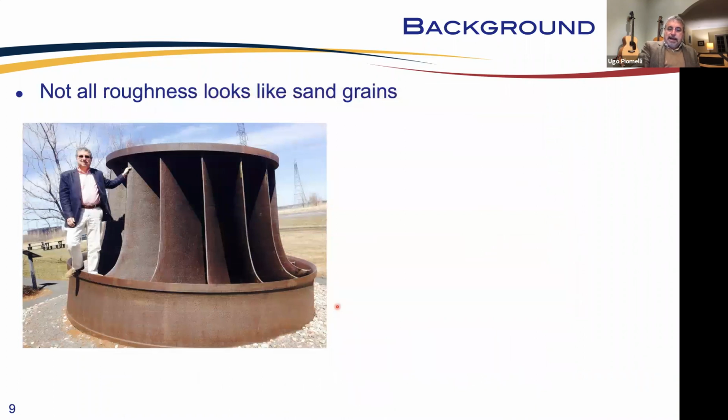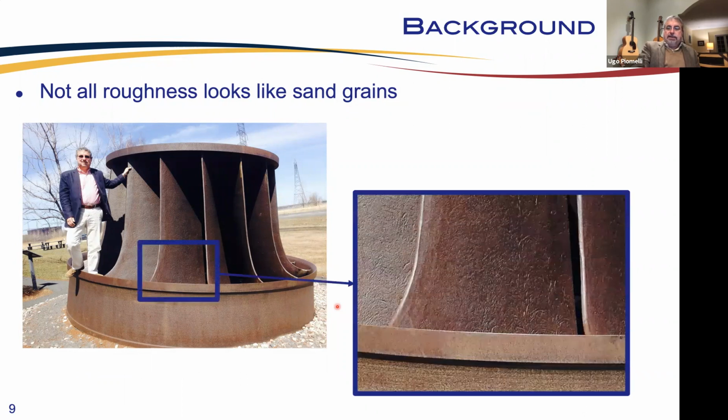Now, one thing that has to be remembered is that roughness is not like sand grains. And in fact, if you look at, say, the Francis turbine, you see that the shape is completely different from a sheet of sandpaper. You have these elongated regions where you have different behavior, different types of roughness, depending on whether roughness is due to cavitation or to impacts.